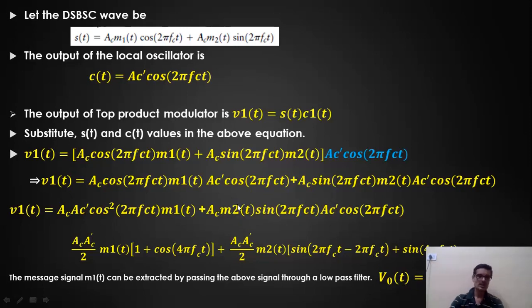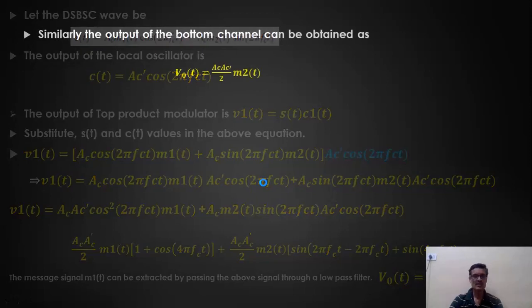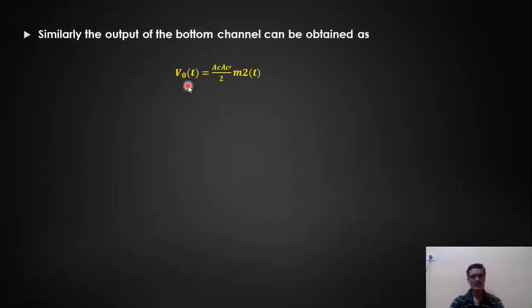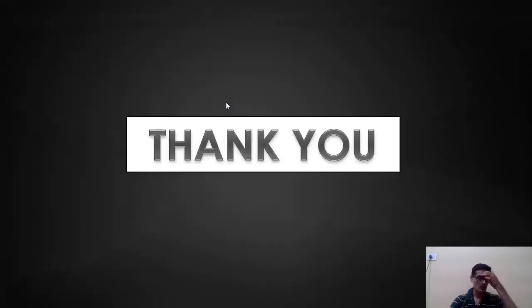Fine. Now in the same fashion, when I apply the same S of t to the bottom channel, that is the quadrature channel, and multiply with AC dash sin 2 pi fct, what I will get is the message signal. You can verify this by using the simple trigonometric rules. I will get this signal. So what I can say over here is that in both channels, the I channel and Q channel, M1 of t and M2 of t with this particular amplitude are actually recovered. So quadrature amplitude modulation is used for multiplexing two independent message signals, and without any mixing, the two signals M1 of t and M2 of t can be recovered in the receiver.